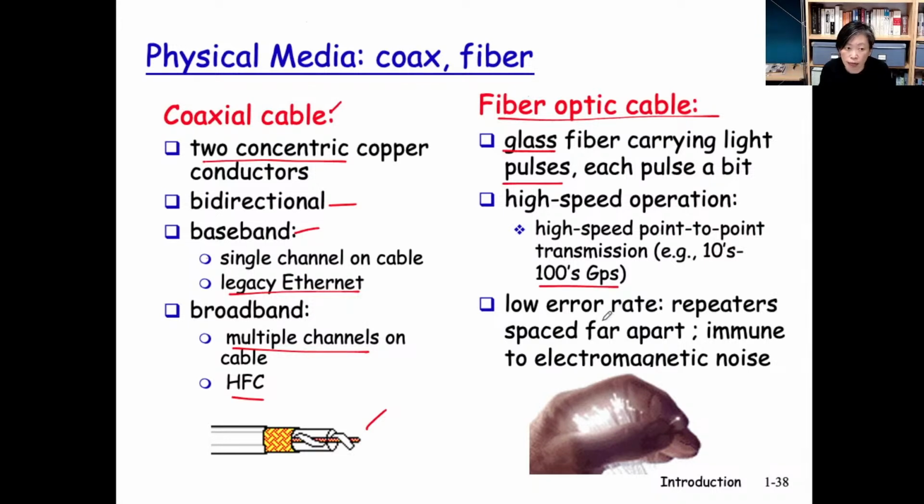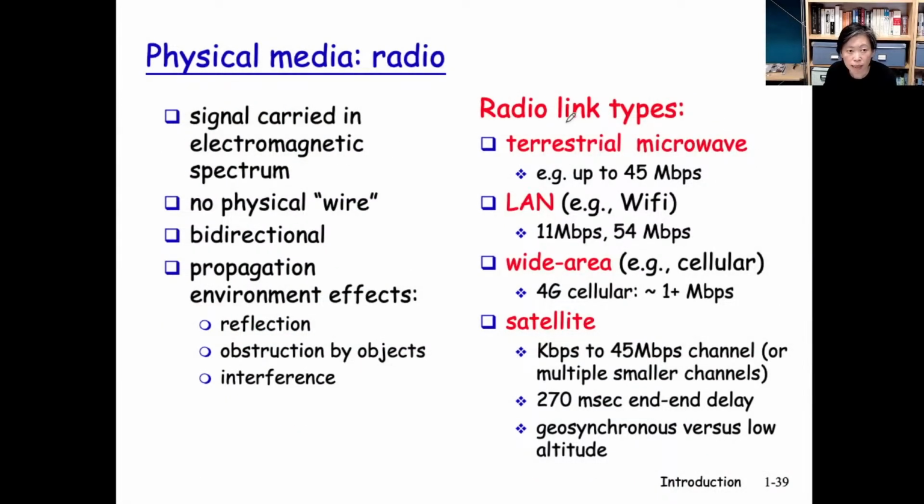And they are very high speed, partly because of the very low error rate, because they are more resilient to white noise and background EM noise. The last medium is the radio link. This one is very special. It is in fact the one that's used by all wireless network access technologies. So what's listed here are just a few examples.